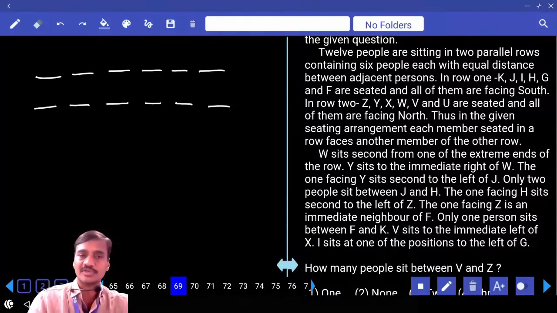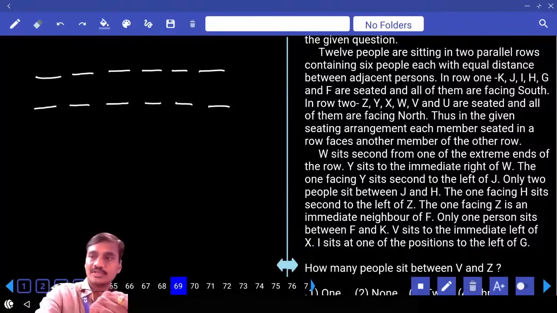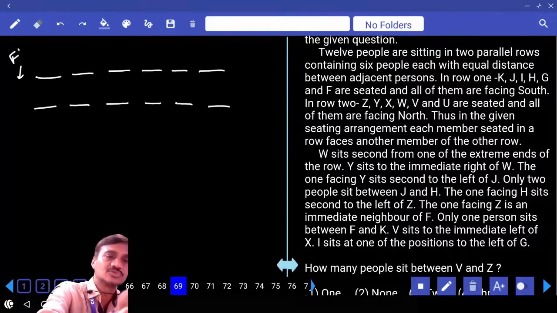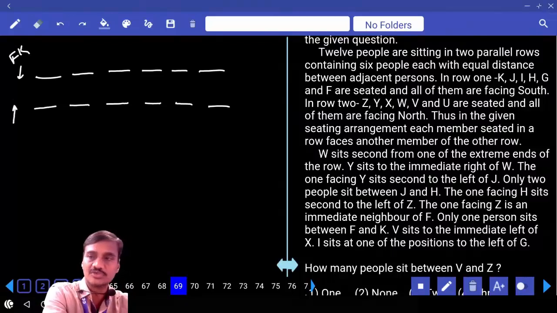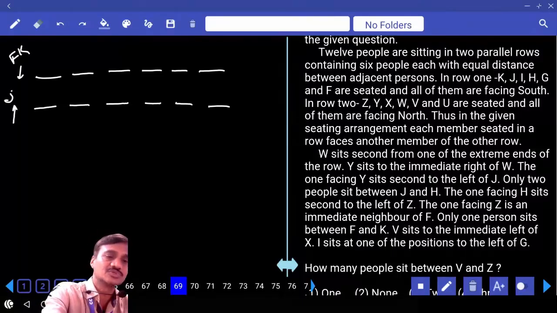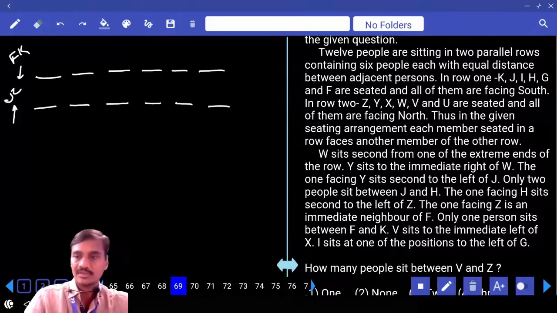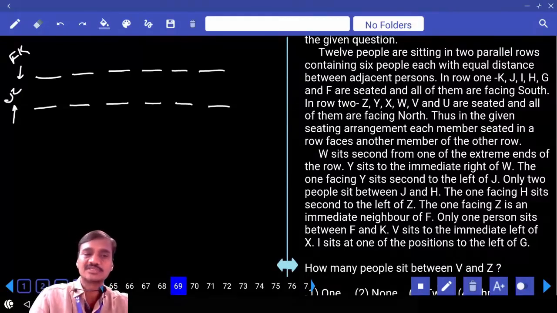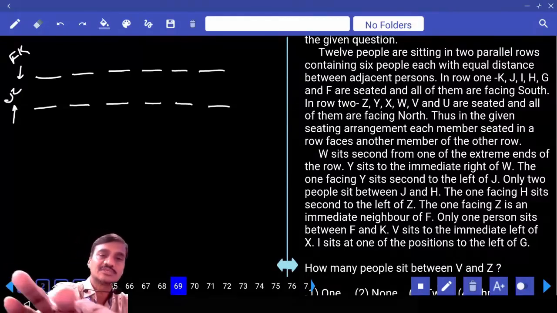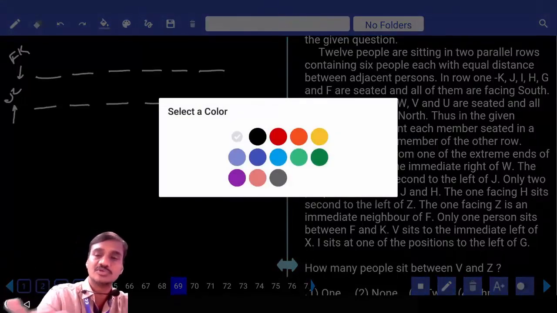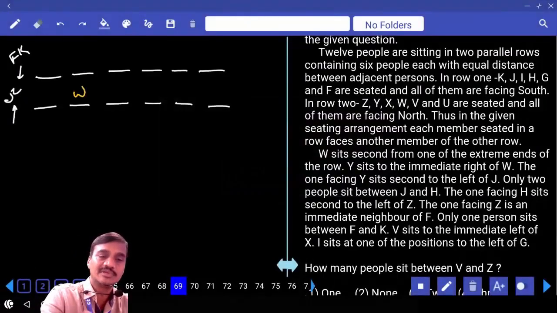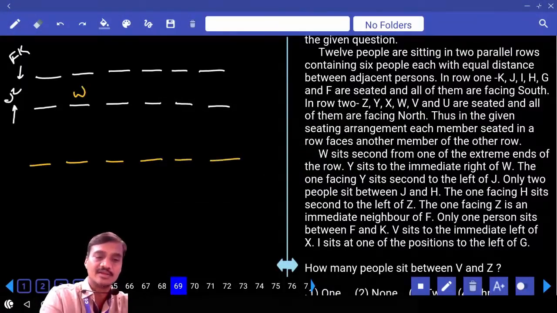Then coming to this one, who are the persons in row 1? They are facing towards south, F to K. F to K are the persons who are in row 1, and they are facing south. And who are the persons in row 2? U to Z are the persons who are in row 2. Then W sits second from one of the extreme ends of the row. One of the extreme ends of the row means how many possibilities we have? We have 2 different possibilities. Now W can be here, or what is the other possibility? 3, 4, 5, 6. And here again 1, 2, 3, 4, 5, 6.